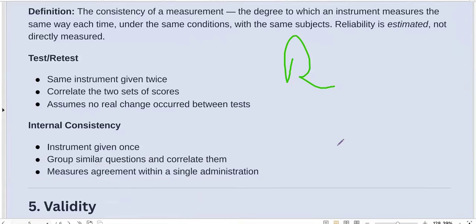Reliability will test the same instrument given twice, correlate the two sets of scores, and assume no real change occurred between tests. There should be an internal consistency.